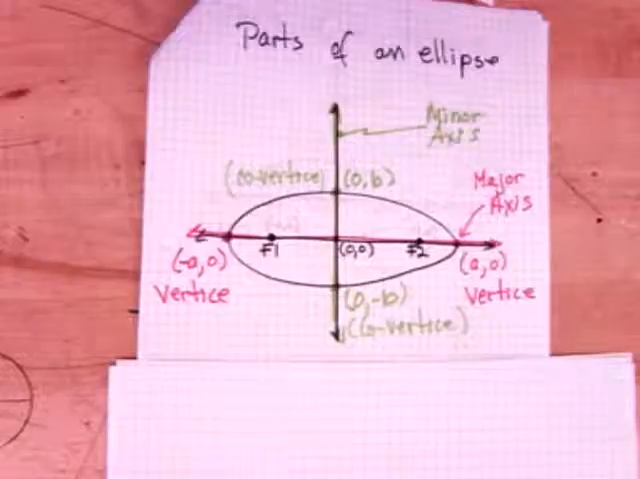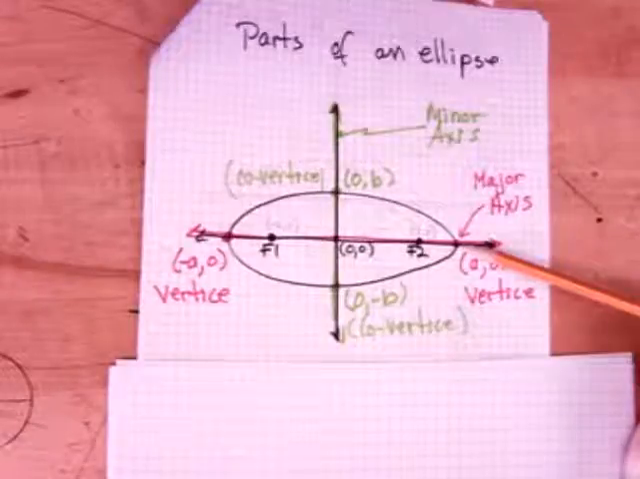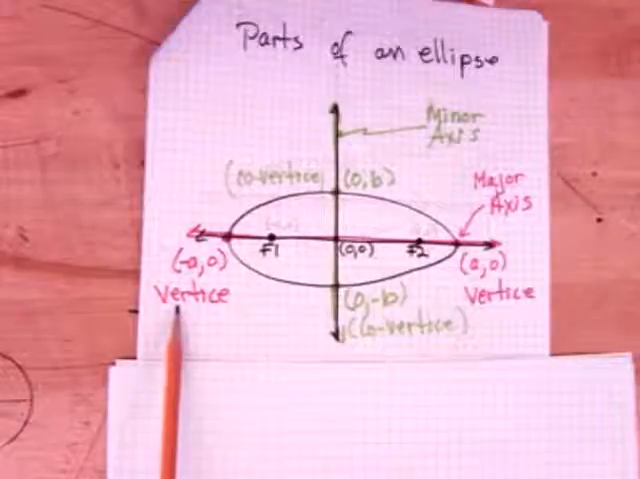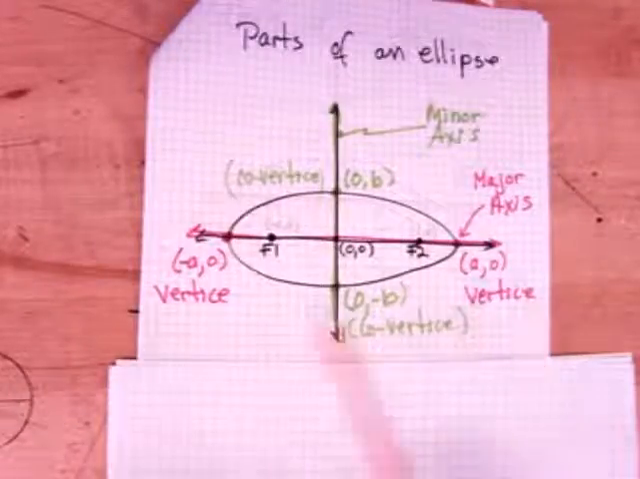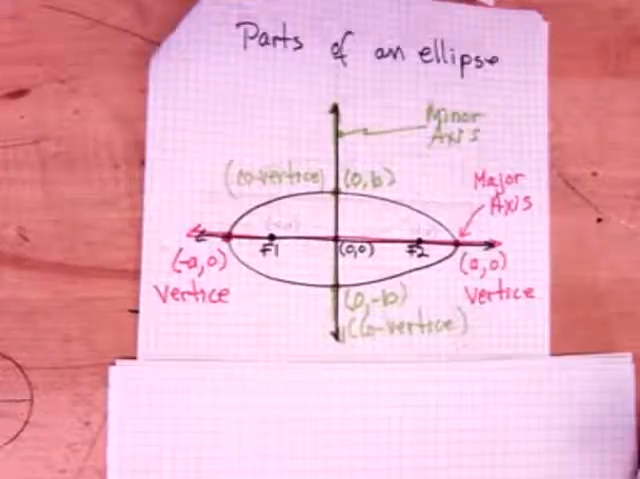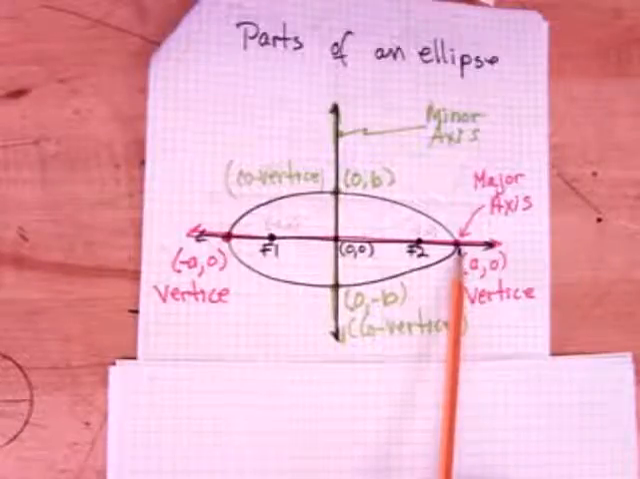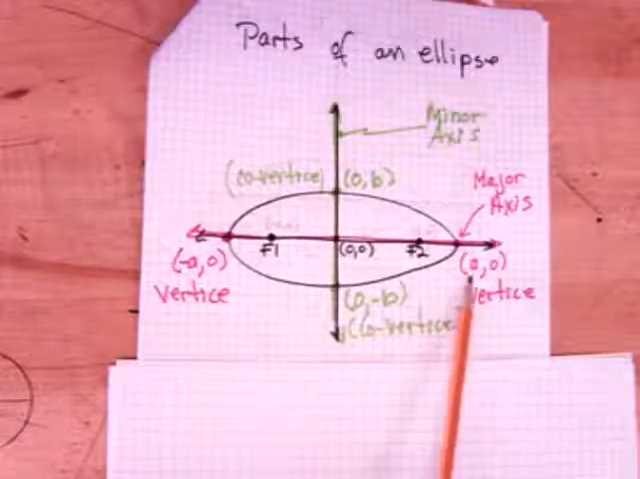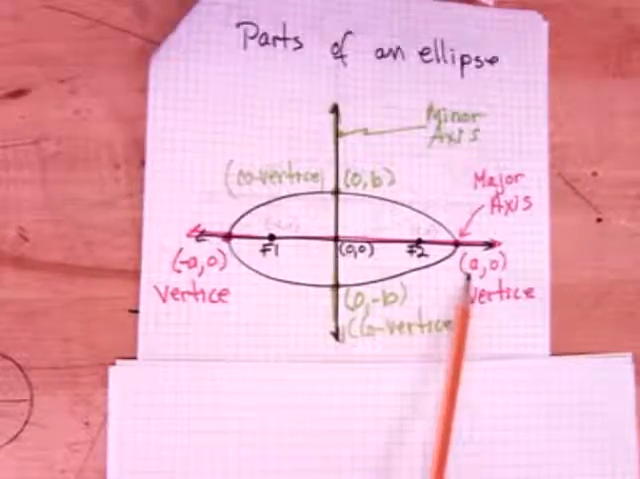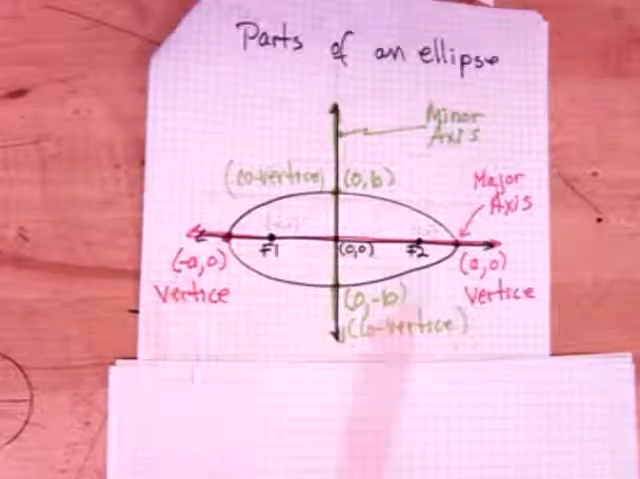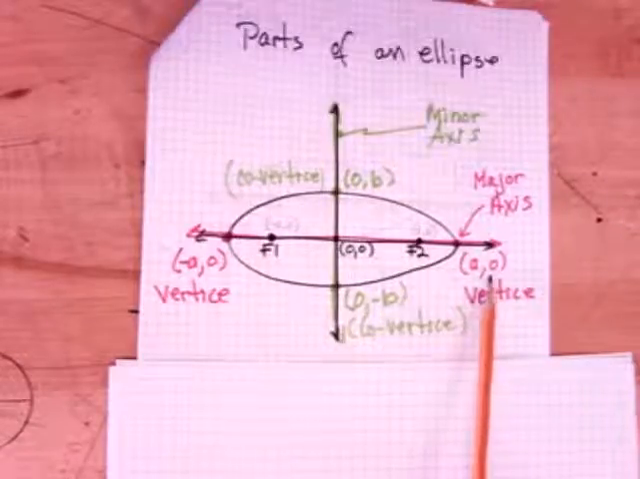The locations where the ellipse intersects the major axis are called vertices. So we have a vertex here, a vertex there. The plural is vertices. Because this is centered around the x-axis, the coordinates we're going to call a. So the variable we use for the vertex is a and negative a, and the location for the y is 0.